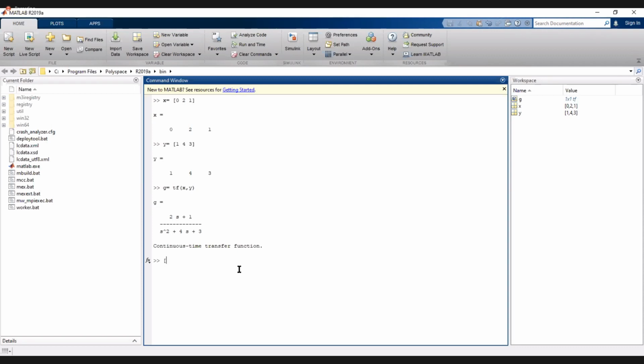A, B, C, D. A comma, B comma, C comma, D comma. Sorry, take out the comma for the D. Square bracket, close, equal.